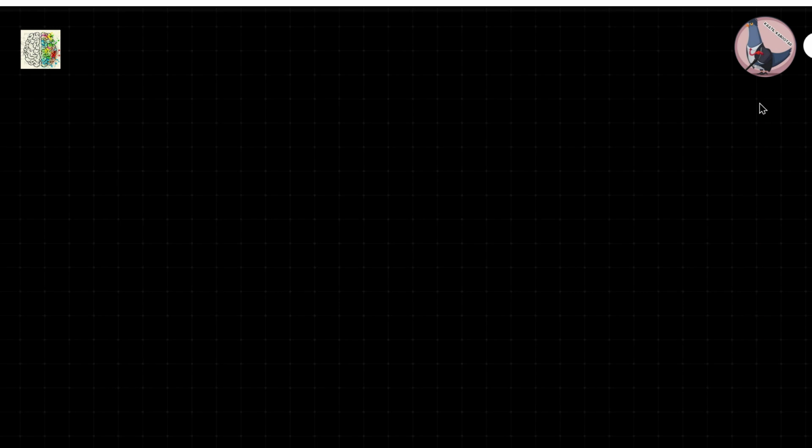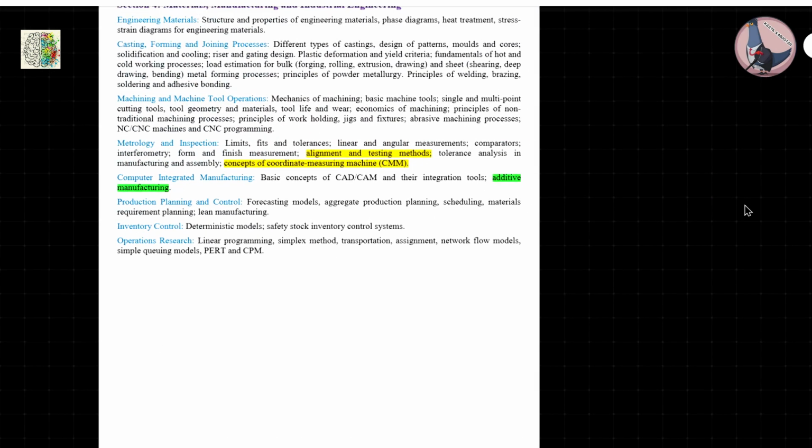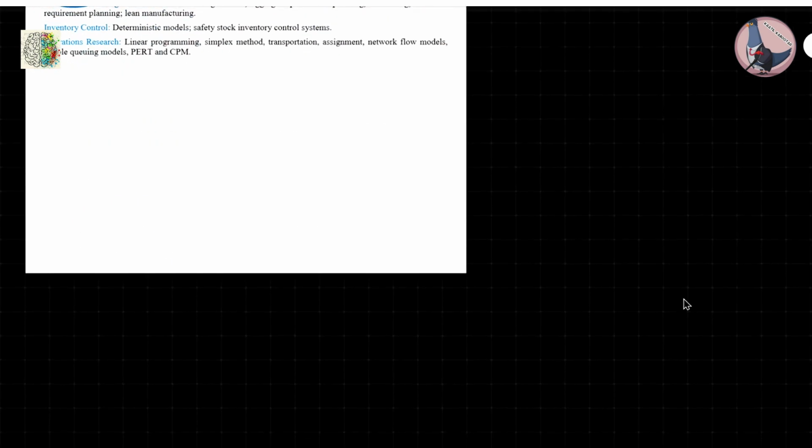Today I will be making our second playlist, and the agenda of today's lecture will be a topic which has been newly added in the syllabus. This is the syllabus, and this particular topic of additive manufacturing, which has been added, we will be discussing today and in the subsequent lectures. So first, to understand this, let us start.